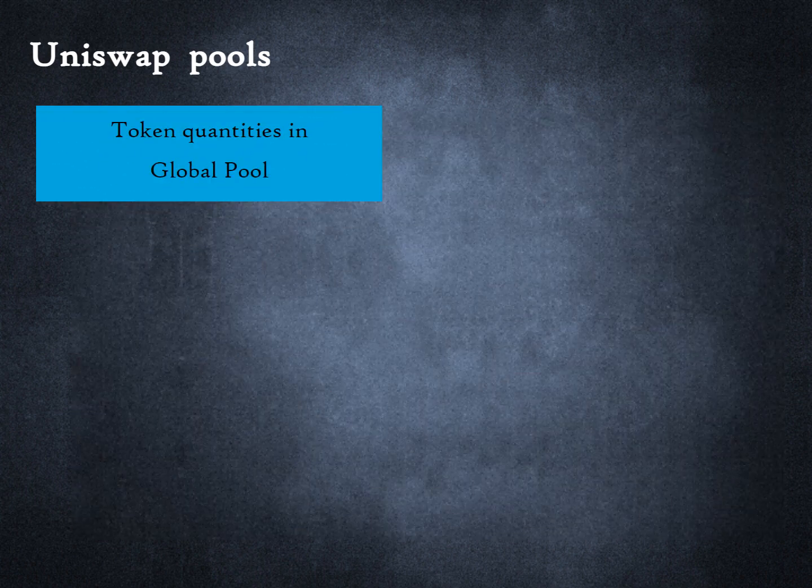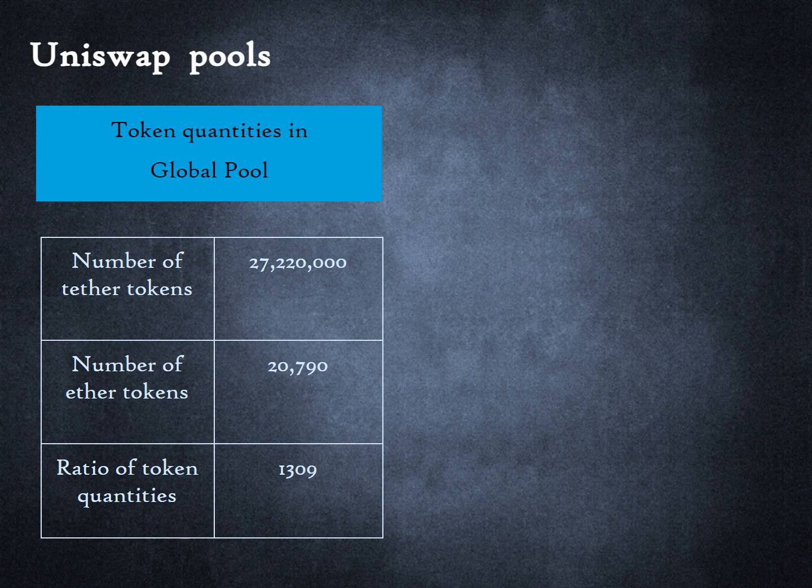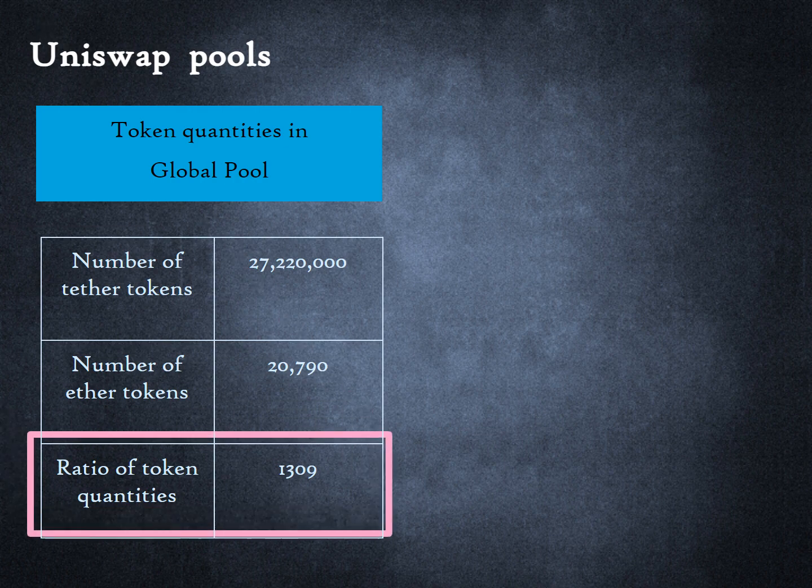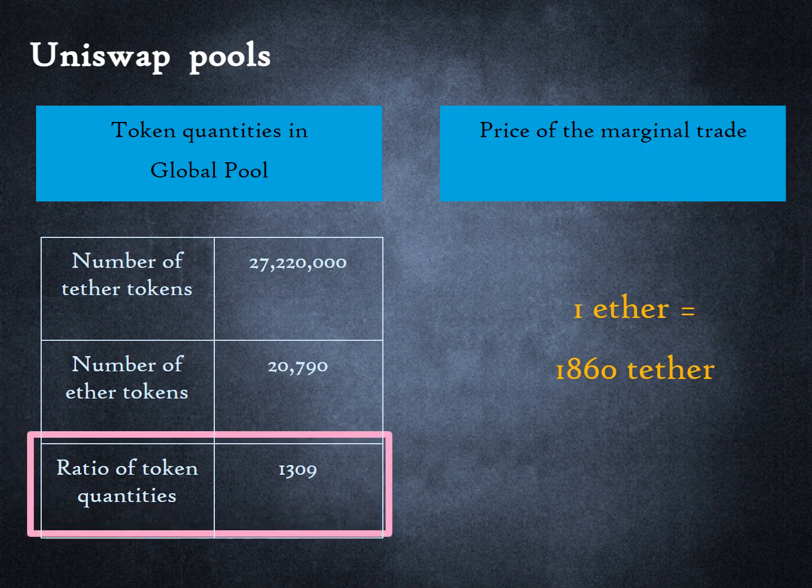This leads us to a question. In the global Ether Tether pool, there were 27 million Tether and 21,000 Ether. The ratio is about 1,309 Tether per Ether. But the marginal trade price is 1 Ether at 1860 Tether. Why this discrepancy? The reason, as we learnt in the previous lesson, is that in Uniswap version 3, the price curve is really an aggregation of multiple overlapping price curves, which makes the mathematics far more complex. Hence, the current price is not a simple division of the two token reserves.